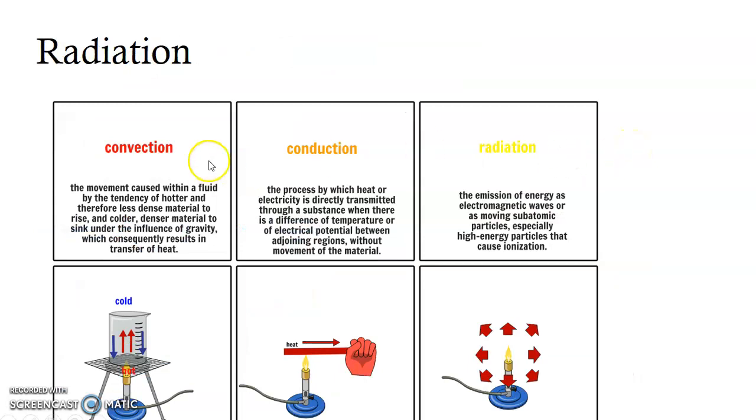Radiation. Now, we've already looked at convection. Convection here is cycling within a system. Conduction is when heat or electricity is directly transmitted through a substance when there's a difference of temperature in two areas. So if we have a hot and a cold, hot goes into the cold, but they must be touching.